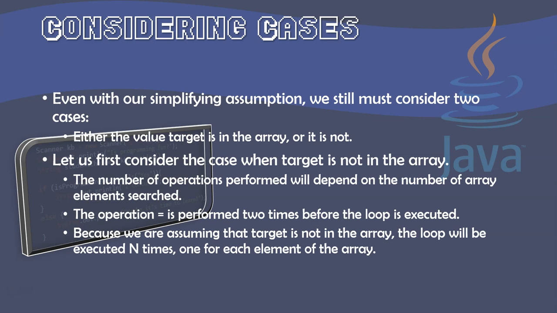So we're saying, okay, this number is not in the array. What do we need to do? Well, the number of operations performed will depend on the number of array elements searched. Because obviously if we have to traverse the whole array, that's going to be very different than if we have to traverse, for example, half of that array. The operation equals is performed 2 times before that loop is executed. And because we're assuming the target is not in the array, the loop will be executed n times, 1 for each element of the array.